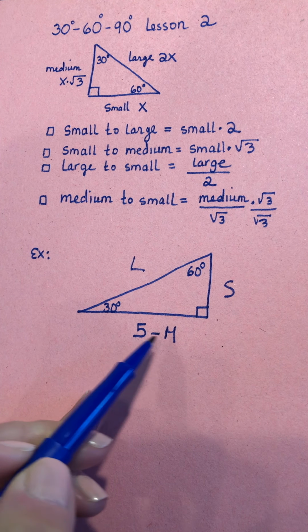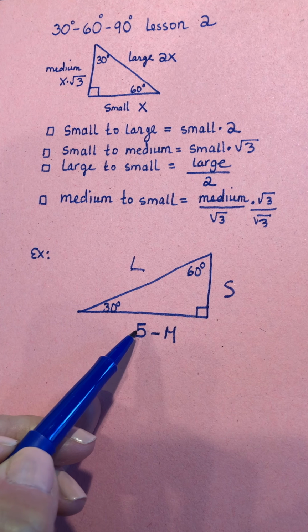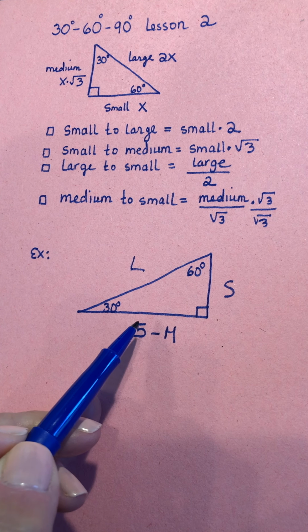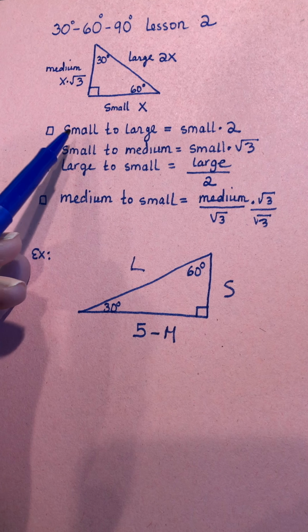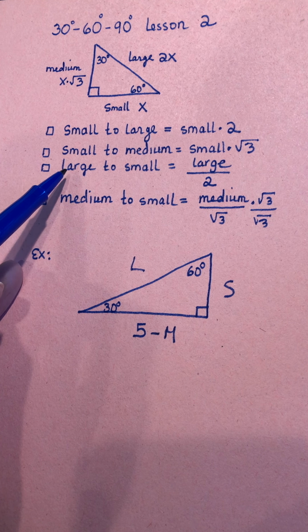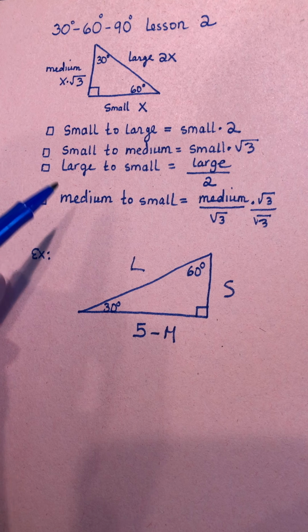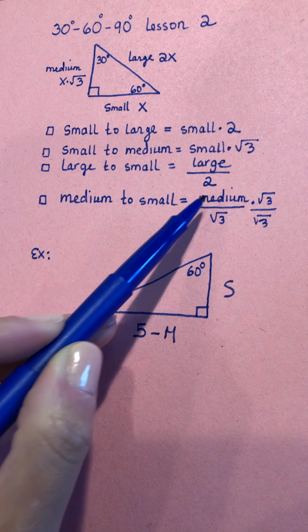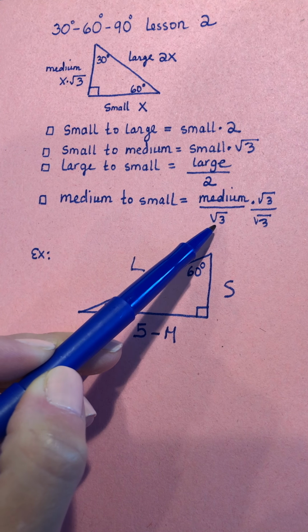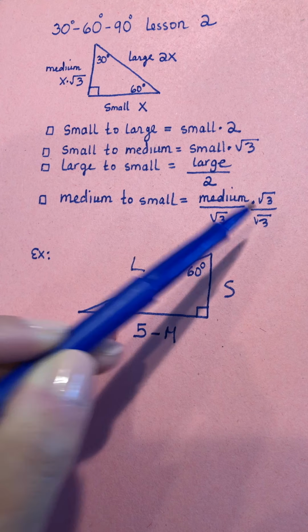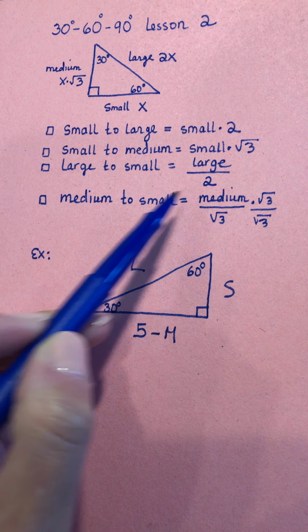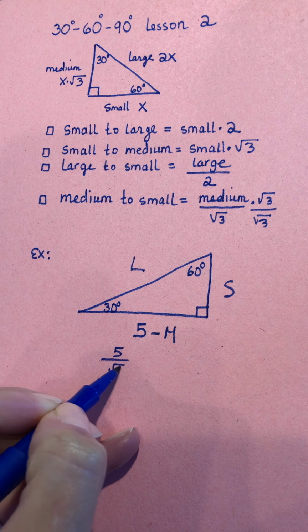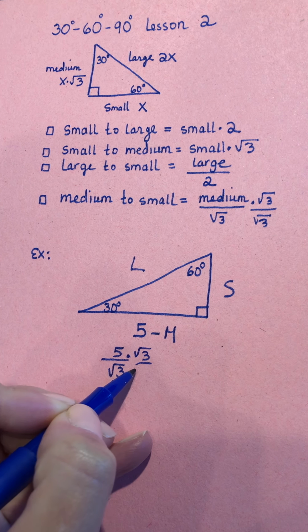In this problem, we are given the medium side. And there's only one formula that we can actually use because we have to start at the medium side. So if I'm looking through my formulas, the only one I can use is this one here. This one takes me from medium to small. What does it tell me to do? It tells me to take my medium side, divide by root 3, multiply by root 3 over 3. That makes sense because I'm going smaller, so I should be dividing. So I'm going to take 5, divide by root 3, and multiply by root 3 over 3.